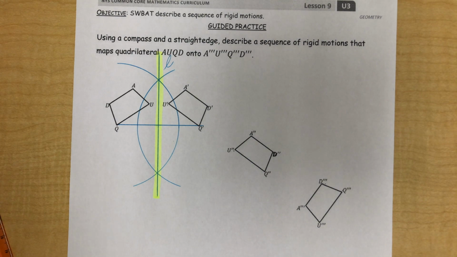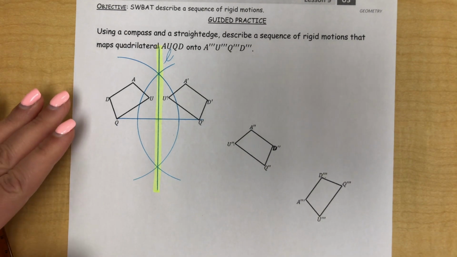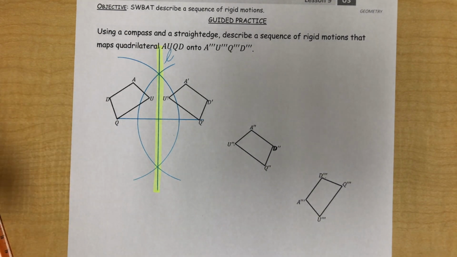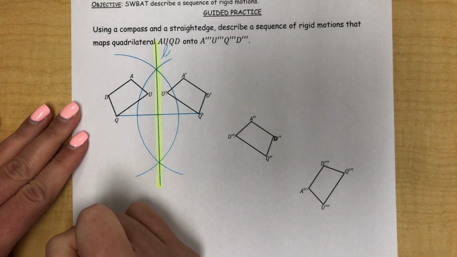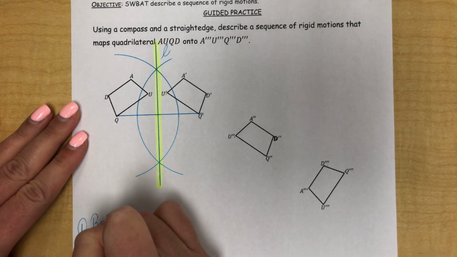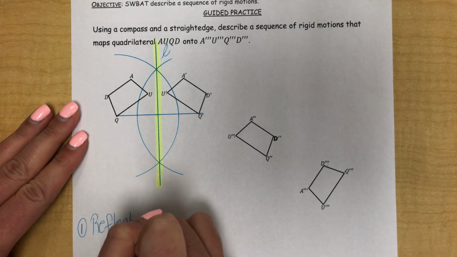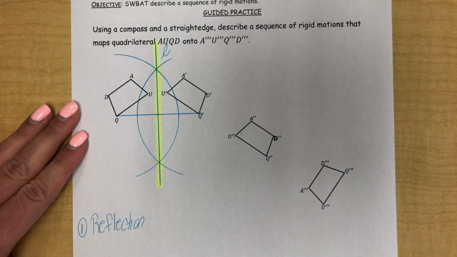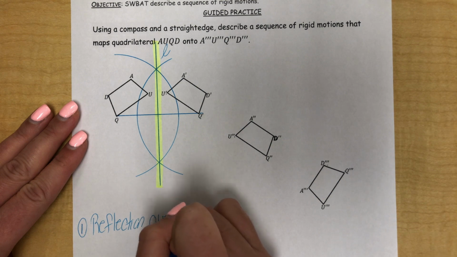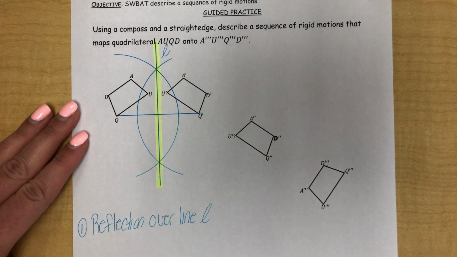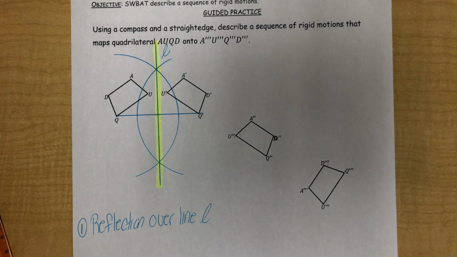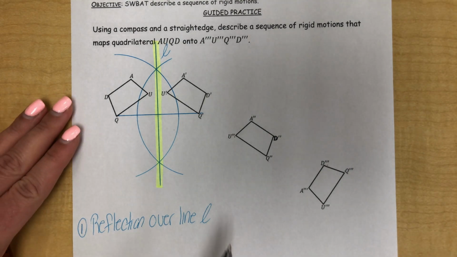So at the bottom of the page here, I'm going to start listing all of my transformations, or really my rigid motions that are taking place here. So in blue, number 1, we said it was going to be a reflection. And again, you're always reflecting over a line. So this was a reflection over line L. That's my first step.